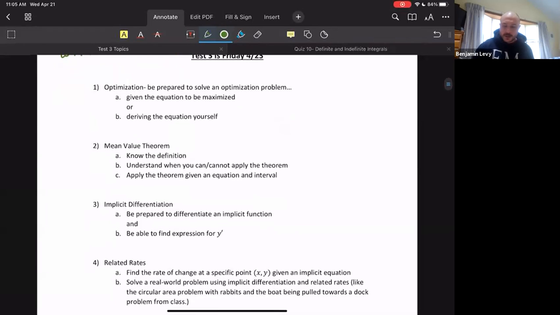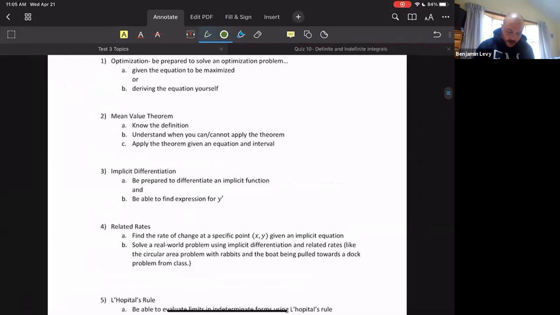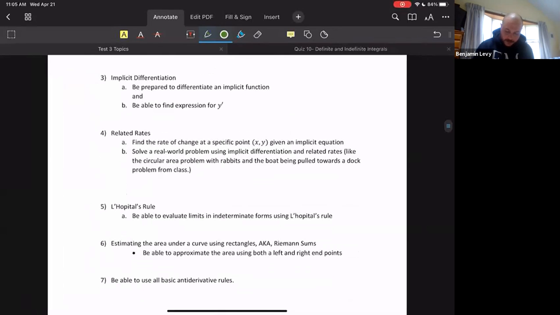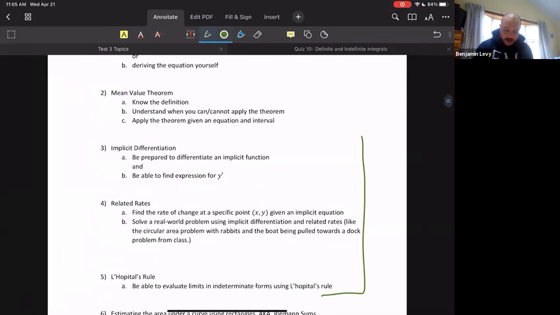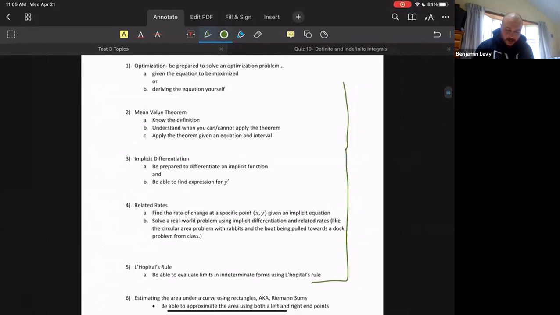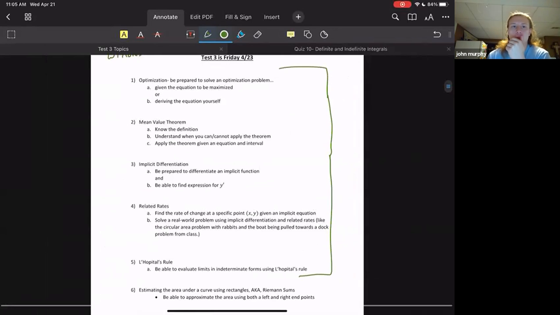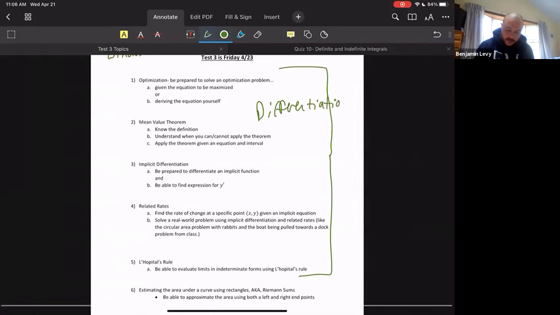Okay, so you can see it starts with optimization. Basically from here on up is differentiation stuff. A little bit. So you're doing derivatives and all these things, right? Optimization, you're finding the max of something. Mean value theorem was a derivative thing.